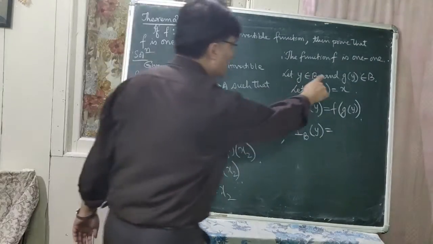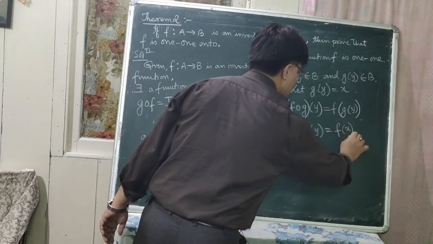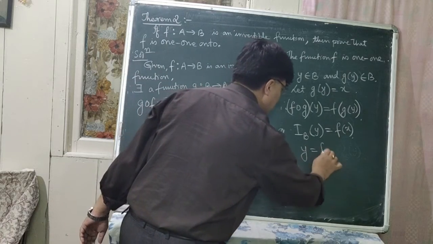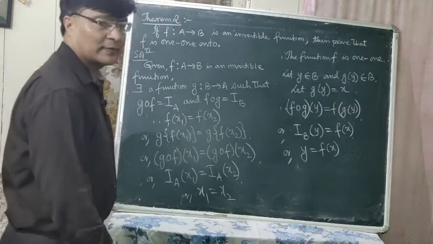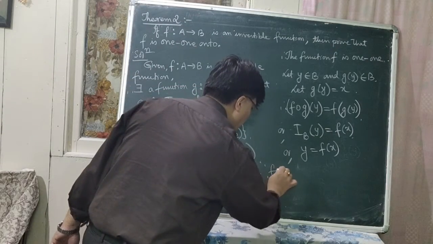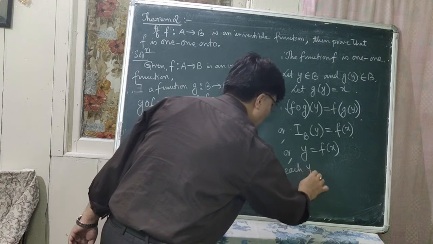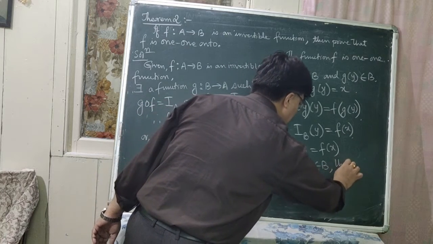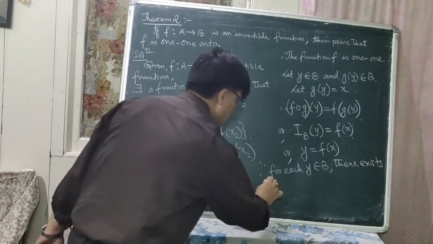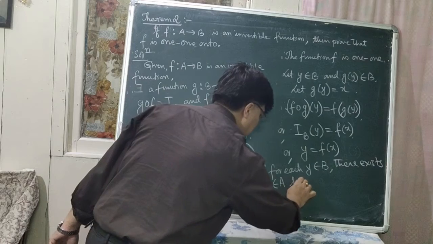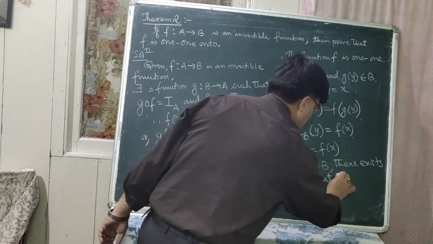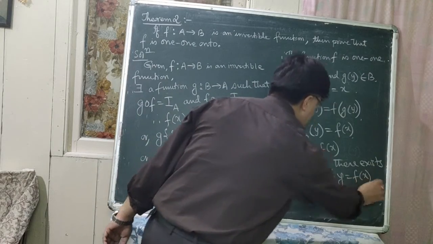So what is z of y here? It is x. So it is f of x. So you know that IB of y is identity function. You can write y is equal to f of x. Okay. So therefore for each y belongs to the set B, there exists x belongs to the set A such that y is equal to f of x.